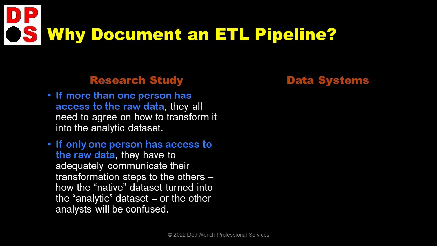Basically, if more than one person doing ETL has access to the raw data extract from the system, the ETL pipeline documentation is a way to keep all those people on the same page as to how the data is supposed to be transformed from the extract to the final published analytic dataset. Usually, in that case, you have official load code that you all maintain, and you keep the ETL pipeline well documented. But let's say you are doing a research study and only one person has access to the raw data.